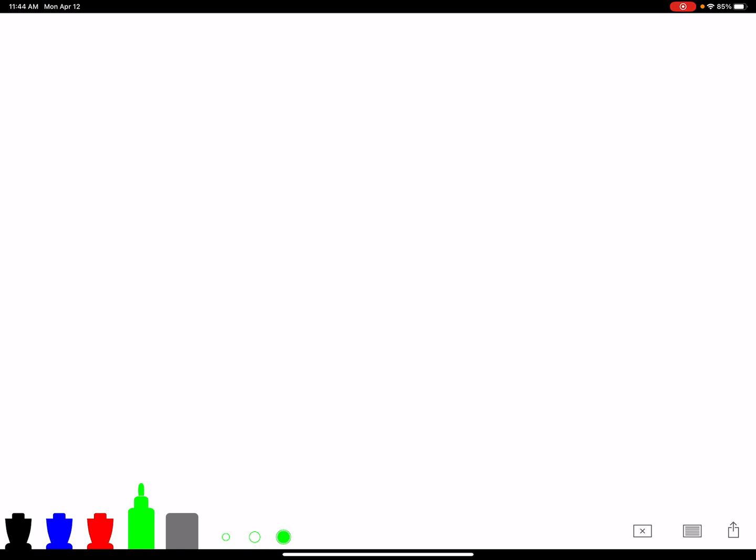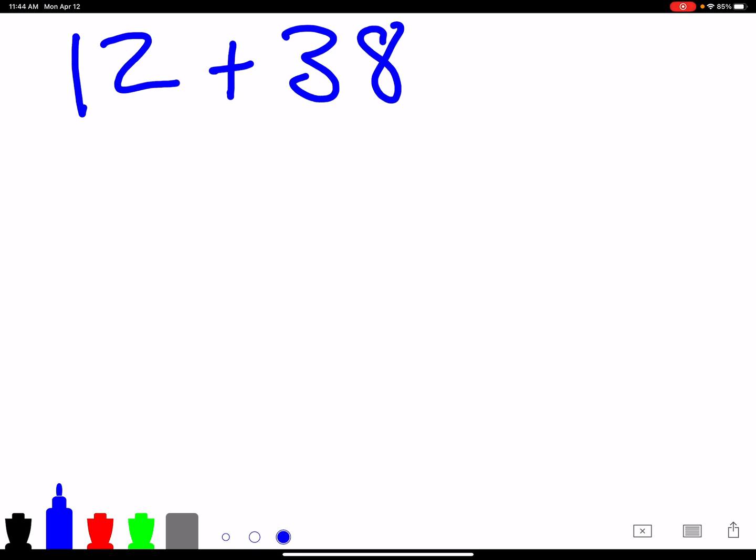So in 9.4, we have an addition problem. For example, 12 plus 38. And on your worksheet on your Class Dojo page, or in your math book, you have 2 charts of tens and ones. So I'm going to make one chart over here.